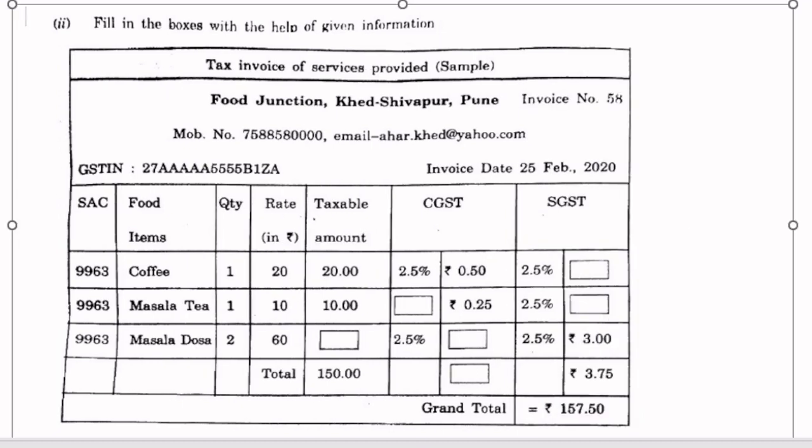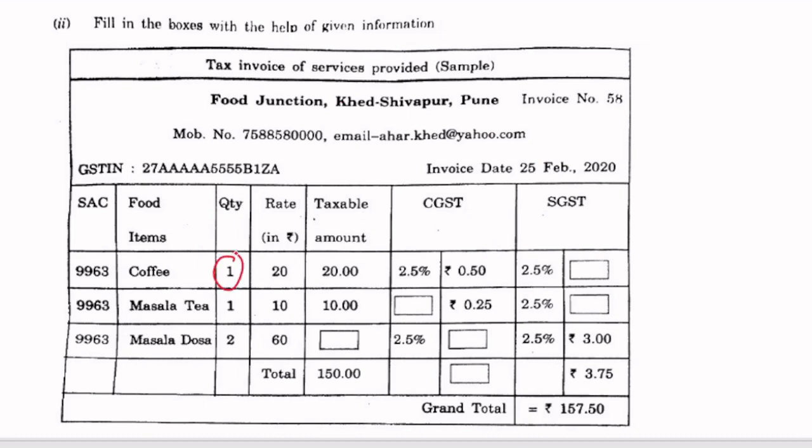Okay, let's see. So what is given? GST number, all those are unnecessary to read, not for use. Simply you check quantity is given, rate is given, and taxable amount is how much coming. So rate into quantity is 20. CGST is 2.5 of 20, which is 0.5. In the similar fashion, we know that CGST is equal to SGST. We have to fill the bracket. So 2.5, it's as usual the same. So here also should be 0.5.